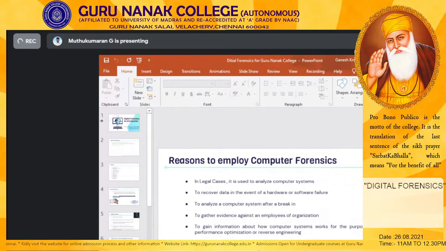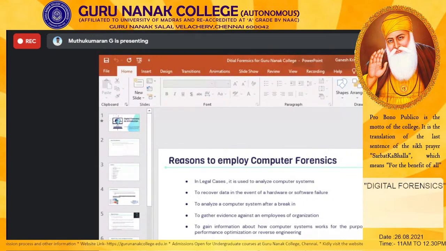Just saying what the crime is, why should we employ computer forensic persons? Basically, to analyze a computer. In a legal case, a lawyer or a judge does not have the technical knowledge of what is inside a computer. So to solve a computer crime or a forensic or a digital crime, you need experts in the field of digital or IT, so that they will be able to go into the digital artifact, find out what is there, how it has happened, and then produce it to the court in a much easier manner.